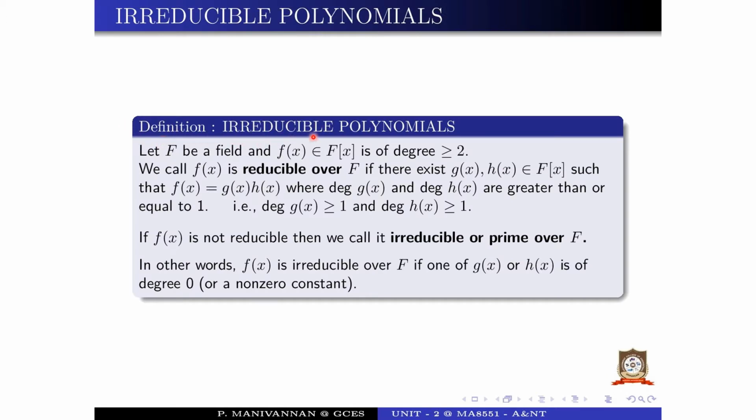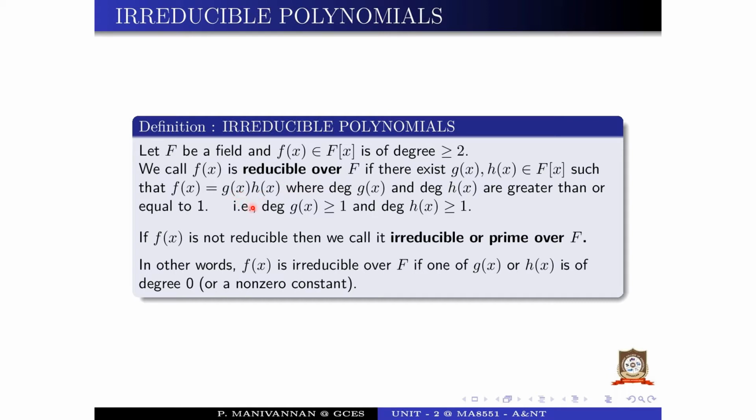For the definition of irreducible polynomial, first we define reducible. What is the meaning of reducible? Let F be a field and f(x) belongs to F[x] is a polynomial of degree greater than or equal to 2. We call f(x) reducible over F if there exists g(x) and h(x) belonging to F[x] such that f(x) is equal to g(x) into h(x), where the degree of g(x) and the degree of h(x) are greater than or equal to 1. Then we say f(x) is reducible over F.